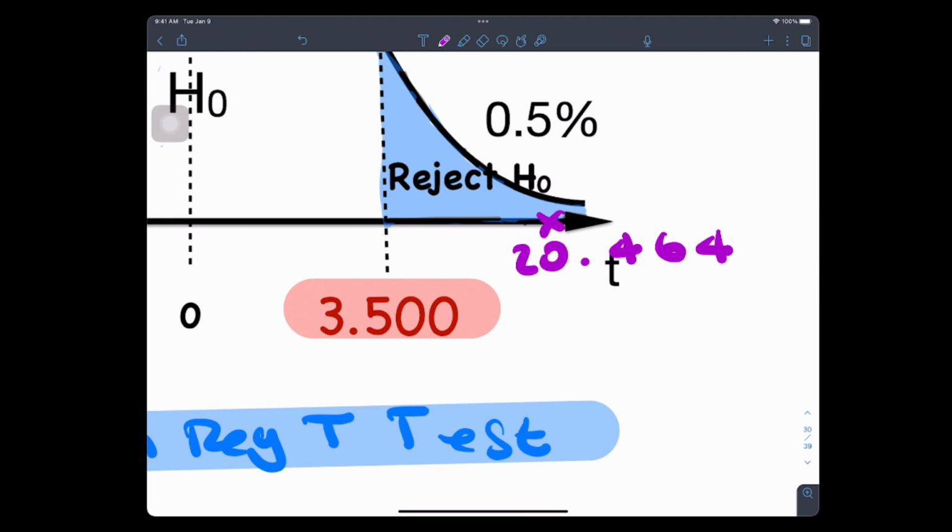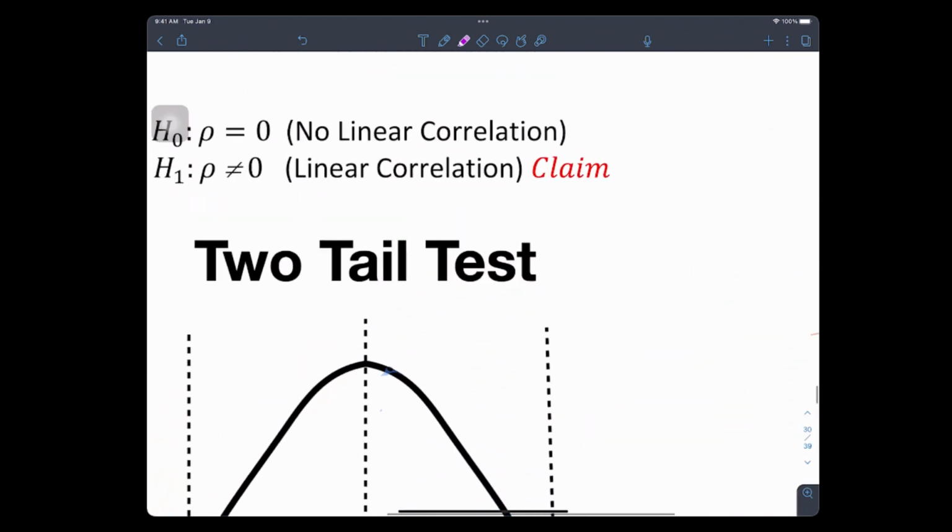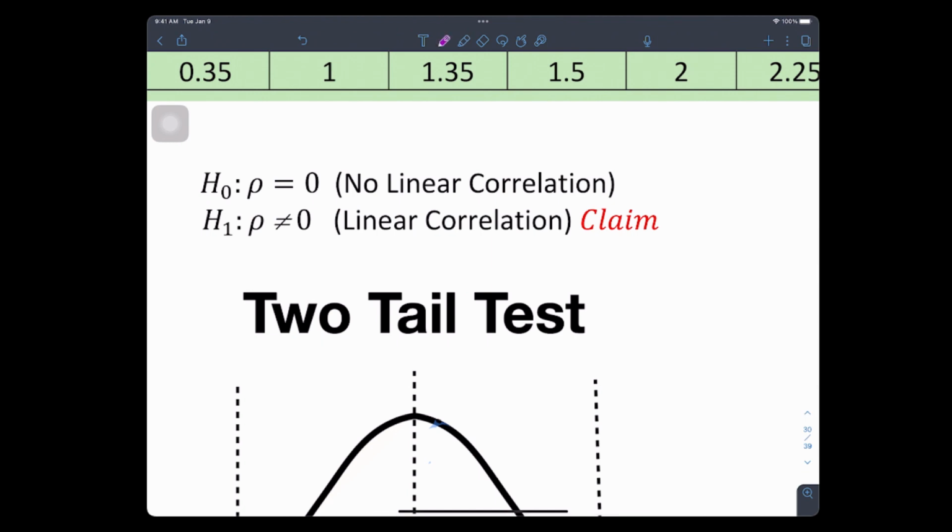That's really to the right of the critical value. Is that right? Is that really to the right? What's the neighborhood? What's the neighborhood? You're going to reject the null. Reject the null. Here we go.